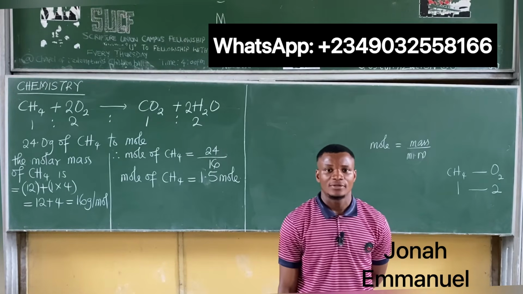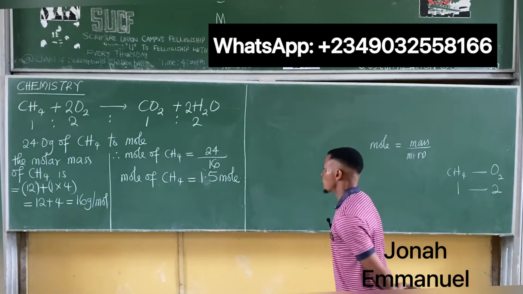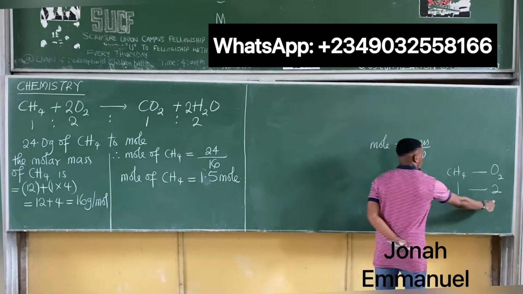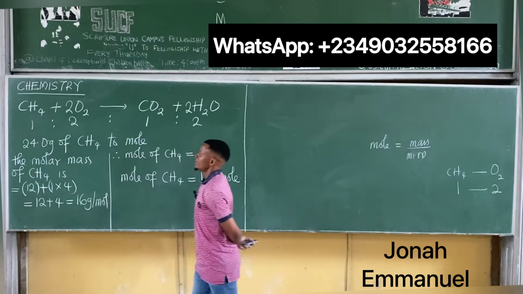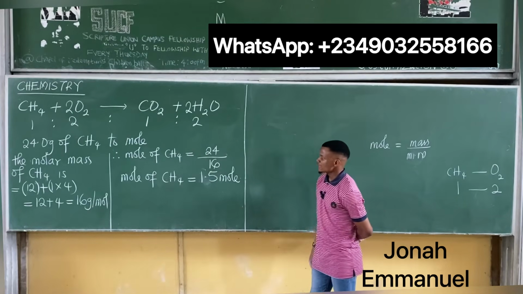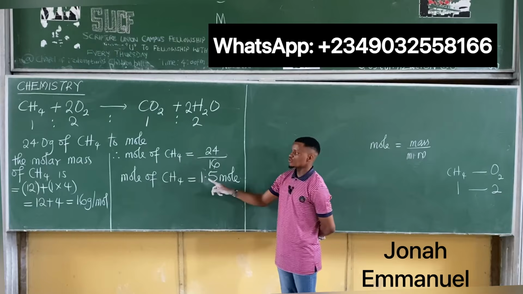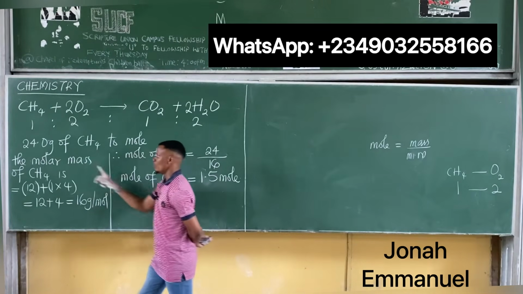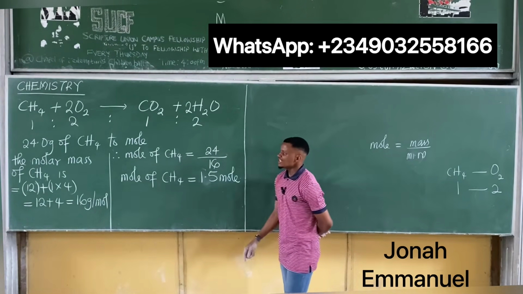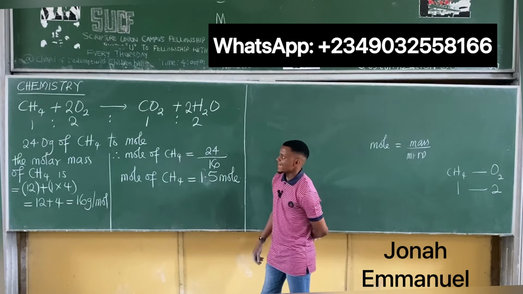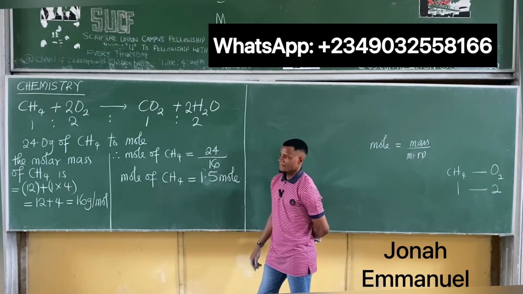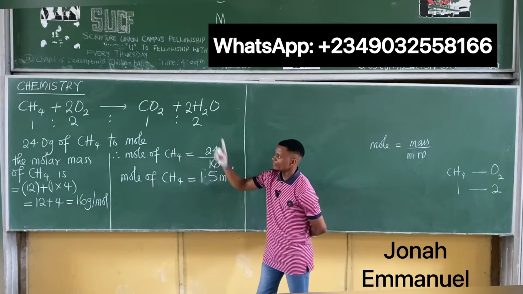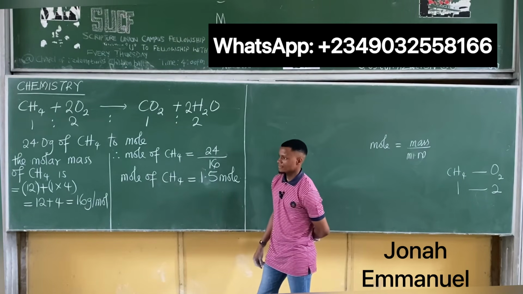So if you're here, let's proceed. Let the number of moles we work with, this is called molar ratio. Let the number of moles of oxygen that will react with this one here now. We've now successfully converted the mass from here to mole. So we can now say this: let the number of moles of oxygen that will react with 1.5 moles of methane be X.